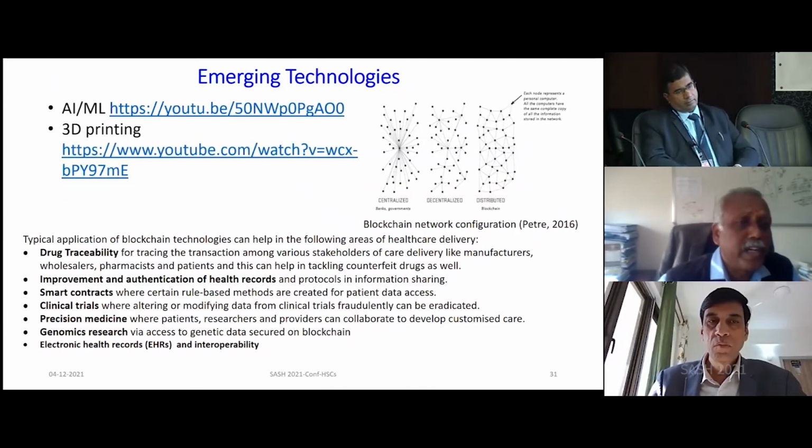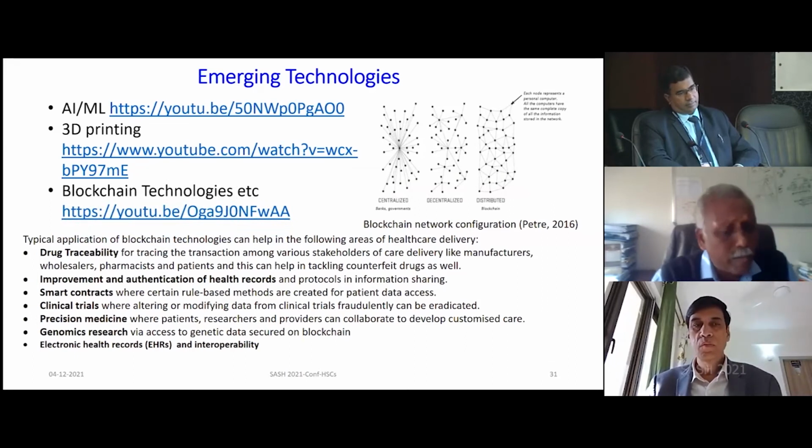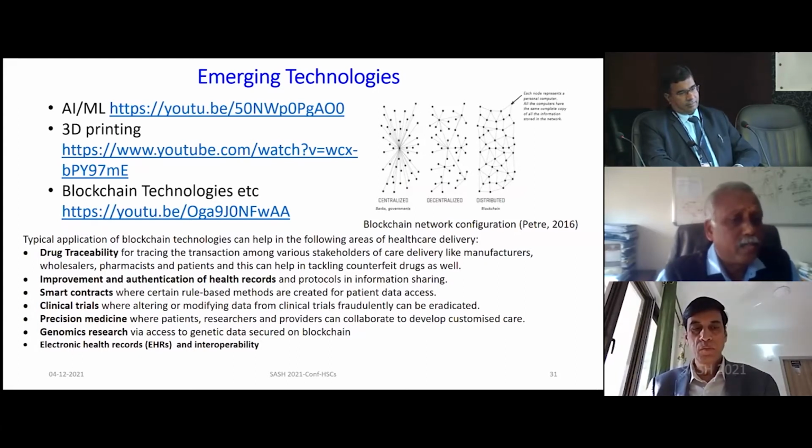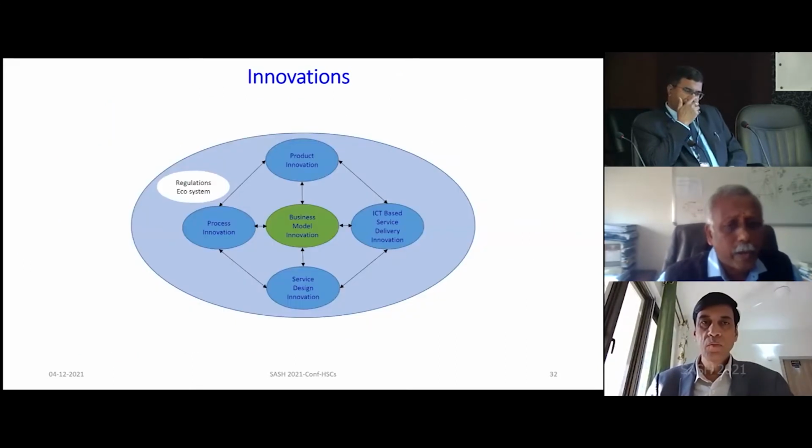There are also artificial intelligence and machine learning algorithms that are shaping up care delivery. A 3D printing example is ventilator components that got printed, and so many other things also got printed recently. And blockchain is going to make things much more vibrant. Blockchain applications particularly can help with traceability and authentication of records, smart contracts, all that stuff. So blockchain is the future for healthcare, and of course there are a lot of startups who are using it in a very big way.